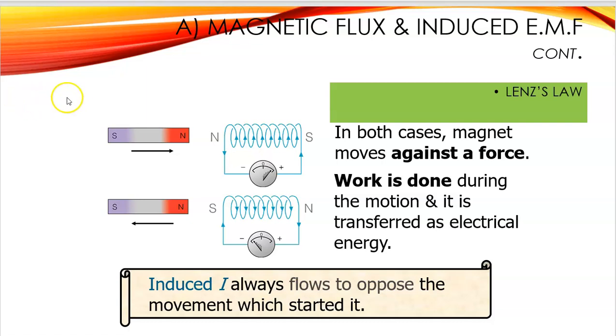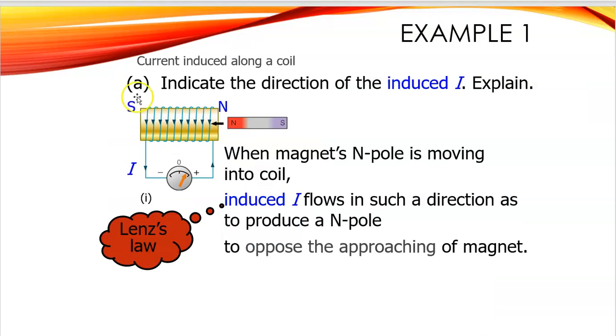Before that, you need to know that Lenz's law also says this. In both cases of this picture right now, the magnet moves against a force, right? So let's say if my magnet is moving this way, the direction of the force is supposed to be towards this way, and so on. Now work is done during the motion and it is transferred as electric energy. Now that was a very general piece of information that you should know, right? So this is my first example.